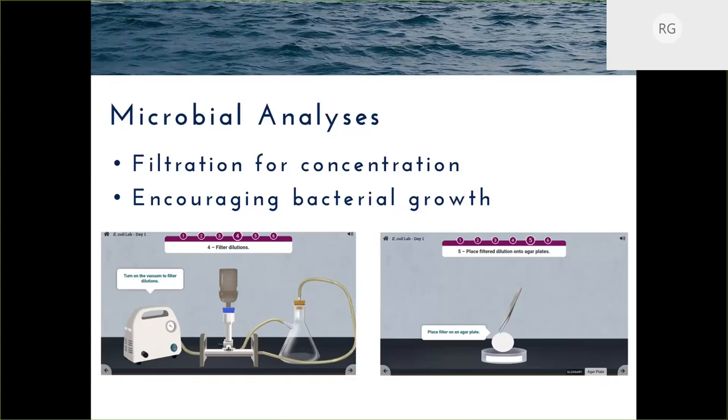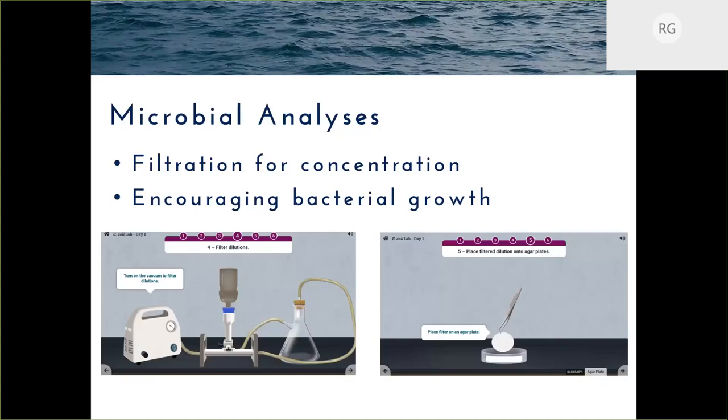To do this, we have to get just the bacteria out of the water, and we do this using a filtration method. Most labs use a vacuum filtration setup to pull the water through a filter with very, very small holes that are too small to let the bacteria through, but let the water through. And that setup is being shown in that image on the left.